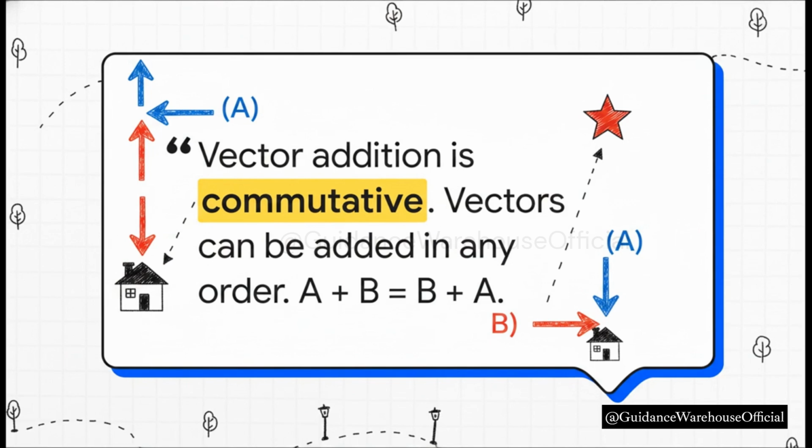Now here's a really cool and important property of vectors. The order you add them in doesn't matter one bit. If you had walked north first and then east, guess what? You'd end up in the exact same spot. Your final resultant vector would be completely identical. This is called the commutative property. A plus B is the exact same thing as B plus A.